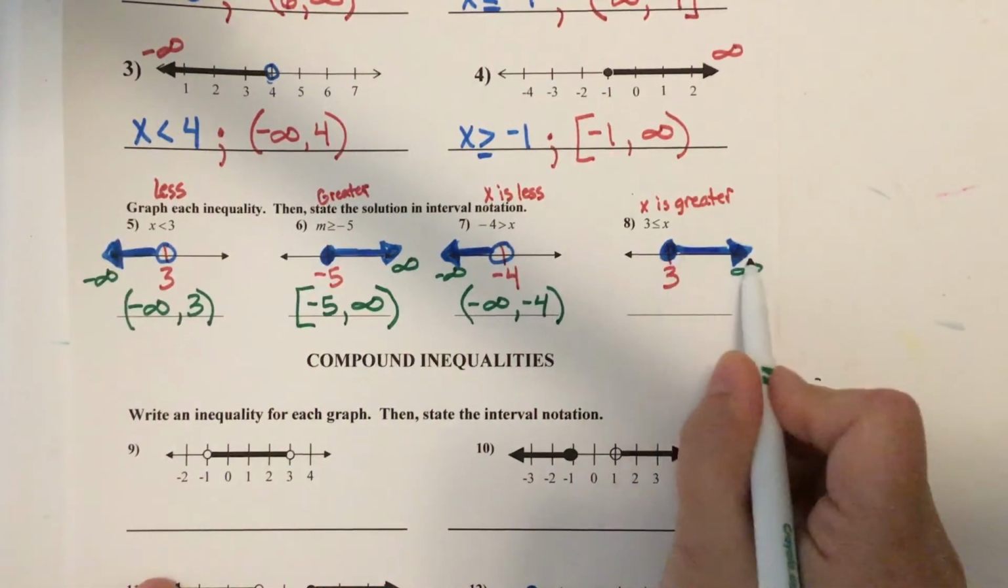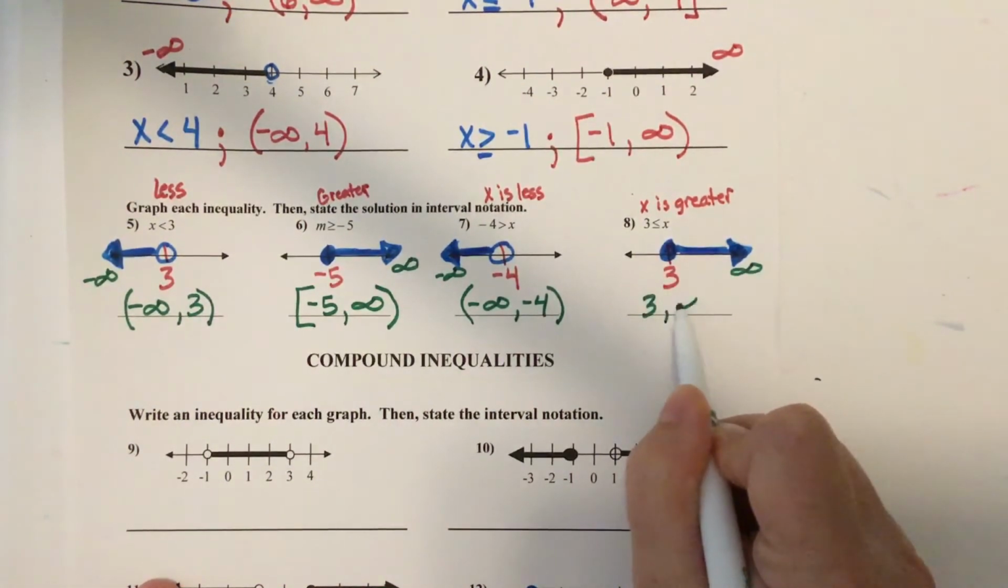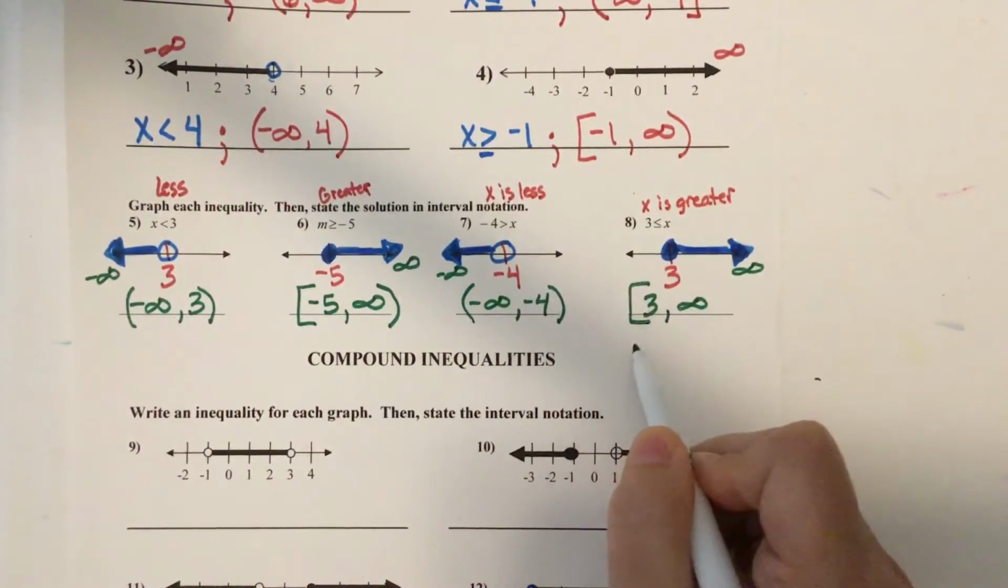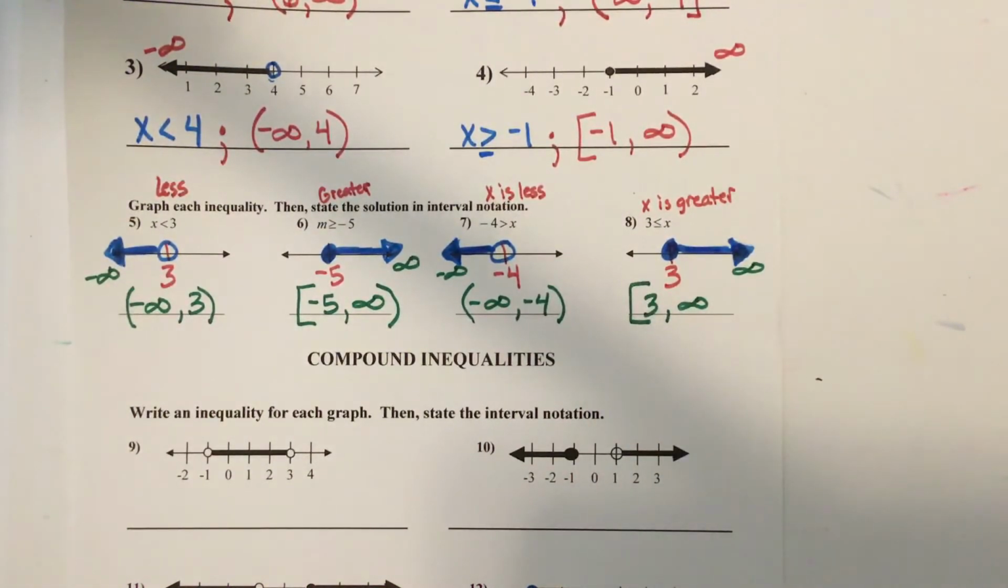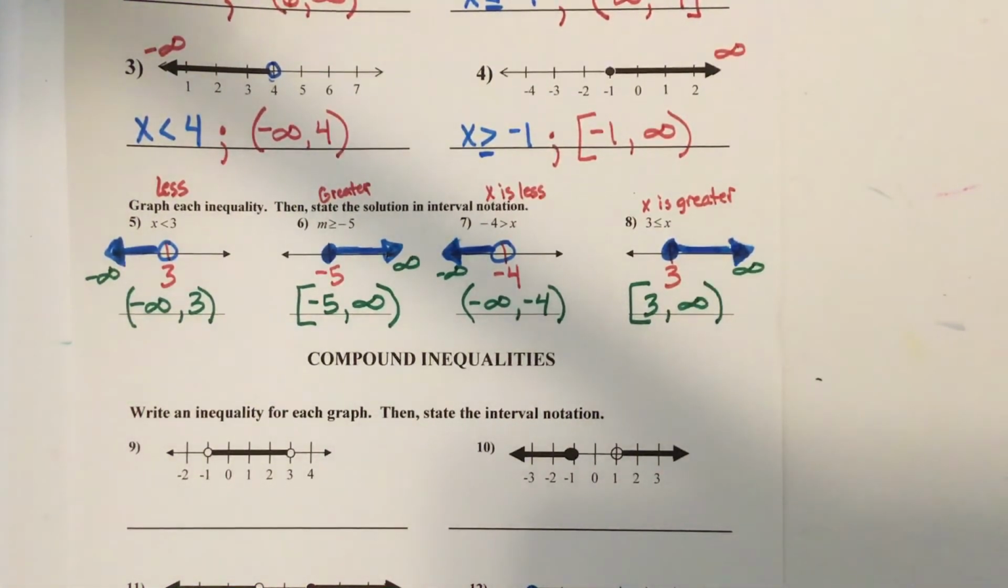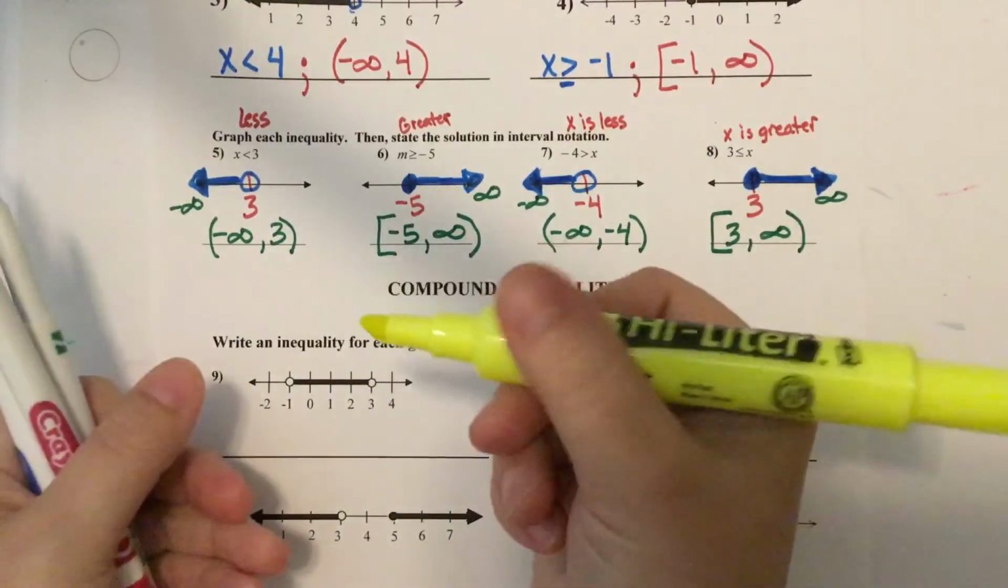Okay, smaller number, bigger number. So 3, comma, infinity. What's the 3 going to get? A bracket. And what do you think about the infinity? A parenthesis. Okay, so that is interval notation. Okay, so now we're going to look at what are called compound inequalities.